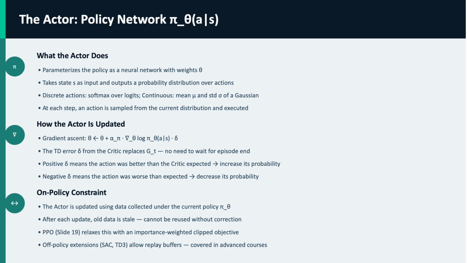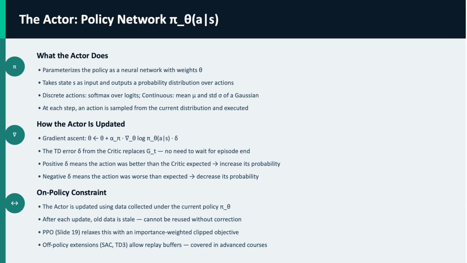The actor's update rule is theta gets updated by alpha pi times the gradient of log pi theta of a given s times delta. This is exactly the REINFORCE update, but with delta replacing G_t. The replacement is the key change. Delta is computed from a single step and the critic's value estimate. So no episode needs to complete.